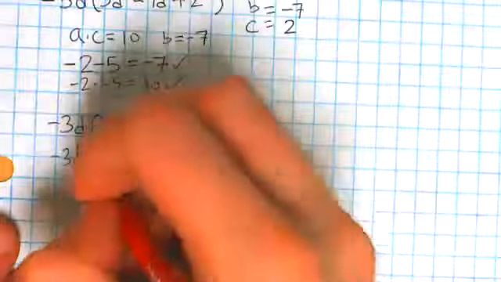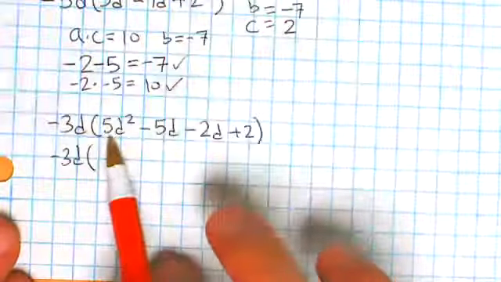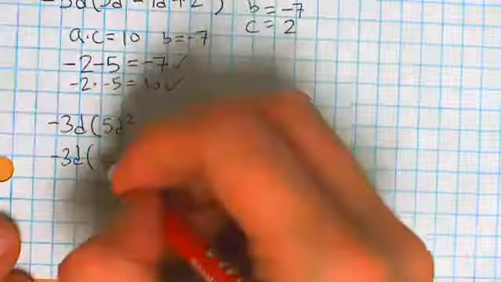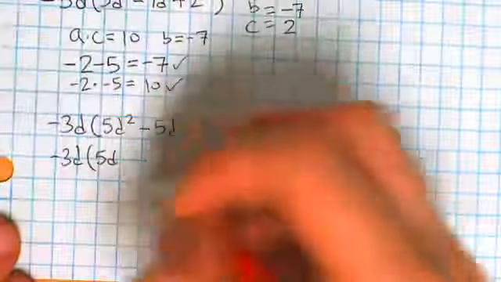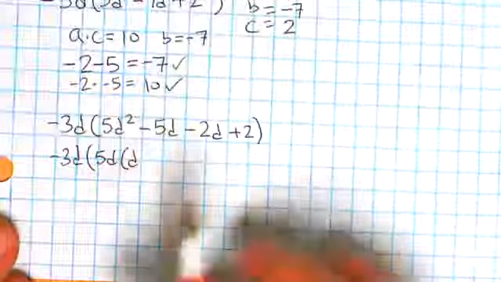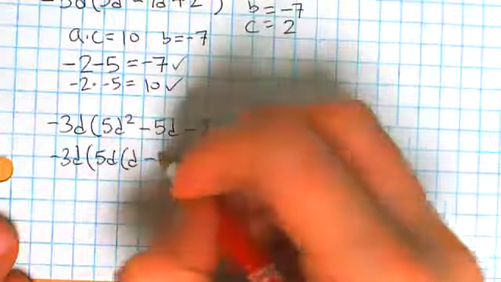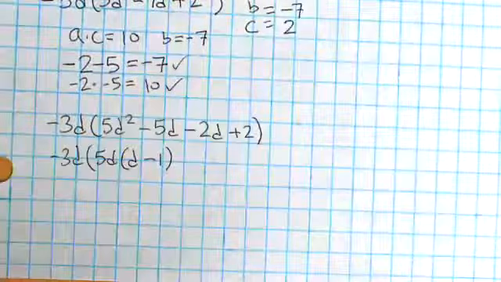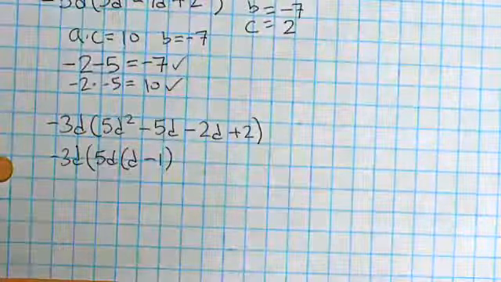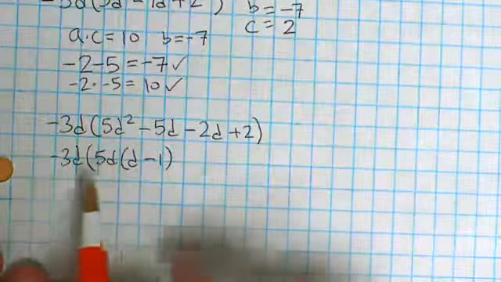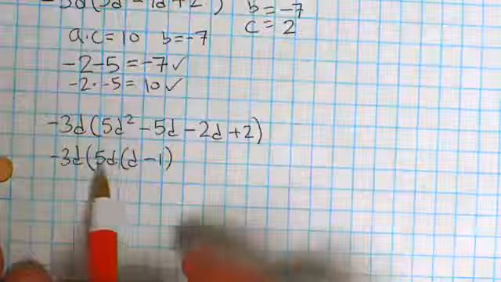So we still have our -3d out here. When we look at 5d squared and -5d, we can factor out a 5 and a d. And that leaves us with d and -1. And in case you're not sure if you factored out the right thing, you can always distribute this back through and check. 5d times d is 5d squared. 5d times -1 is -5d.